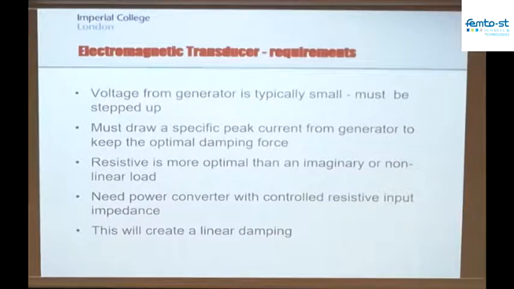So from an electromagnetic transducer perspective, let's think about that. The generator voltage is typically relatively small, so it probably needs to be stepped up. I've got to draw a known current from the generator, because if I change the current that I pull from the generator, I change the damping force.